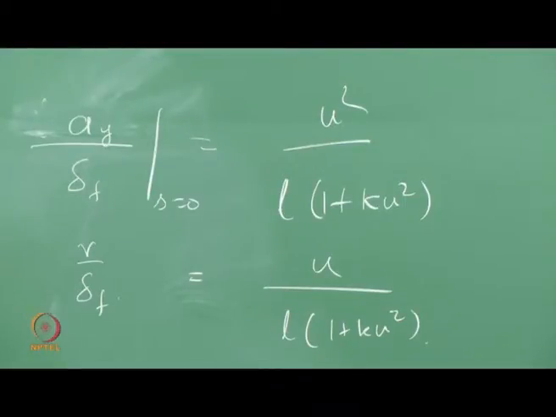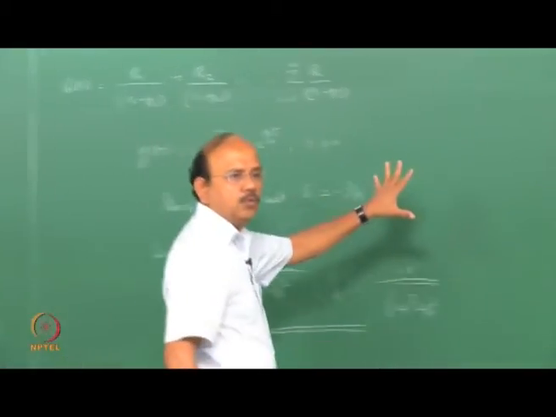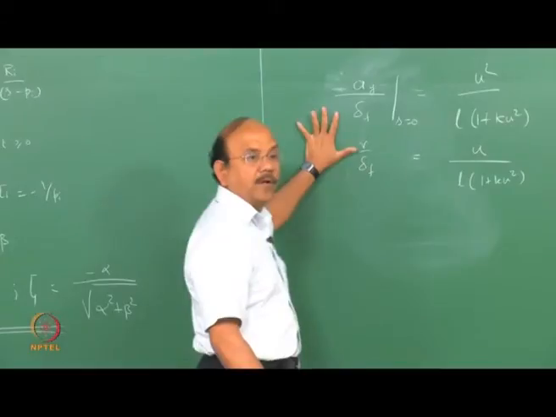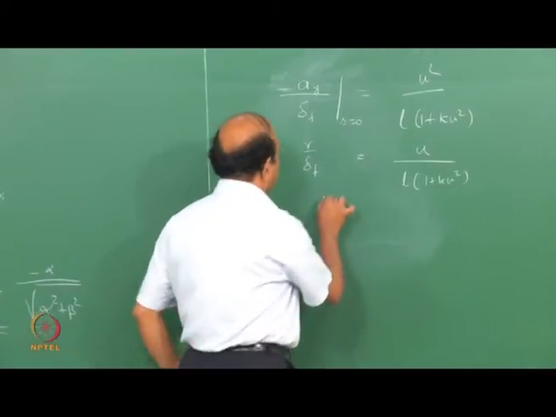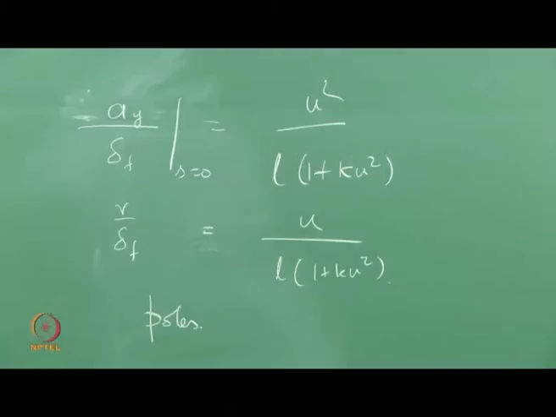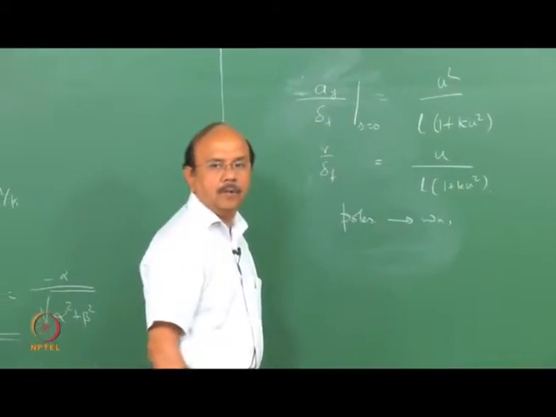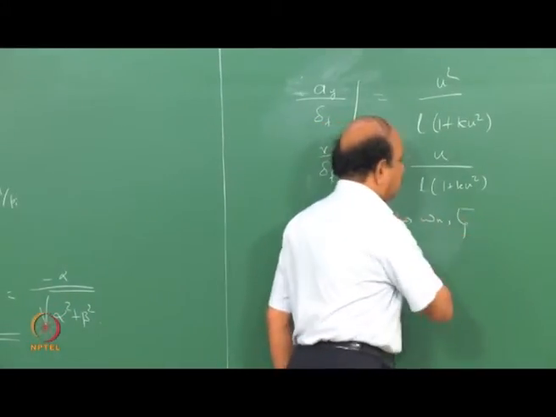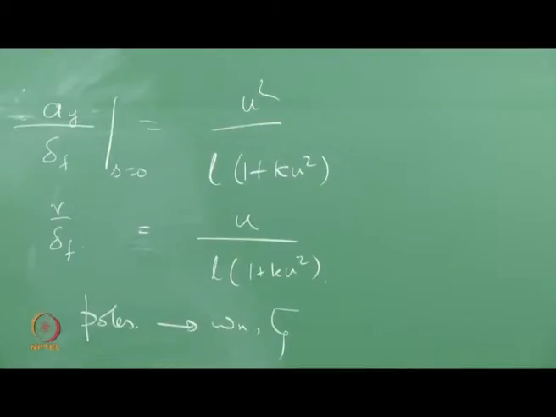Now, what I'm going to do is to apply whatever we have done here to whatever we have done so far. In other words, I am interested in finding the poles of the system and then determining the omega n and the damping characteristics of the system. This is what I'm going to do now.